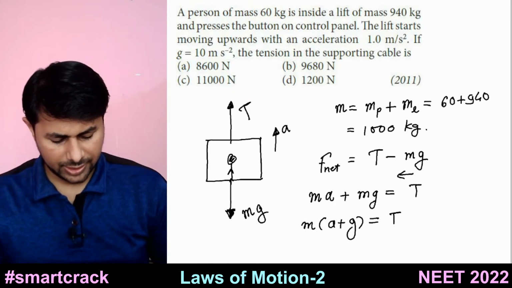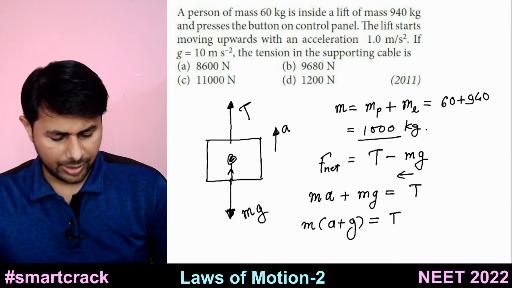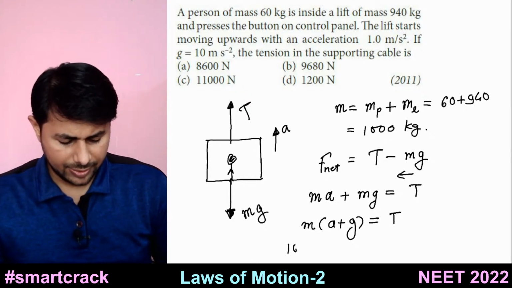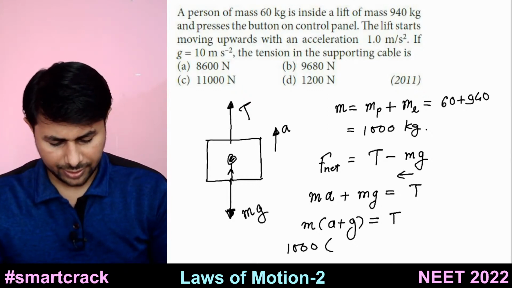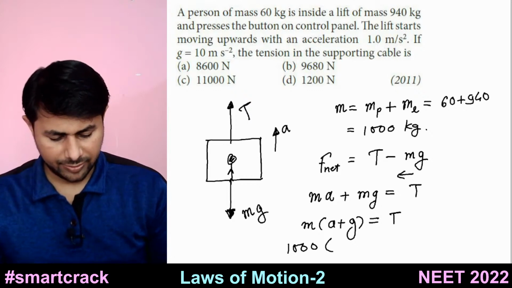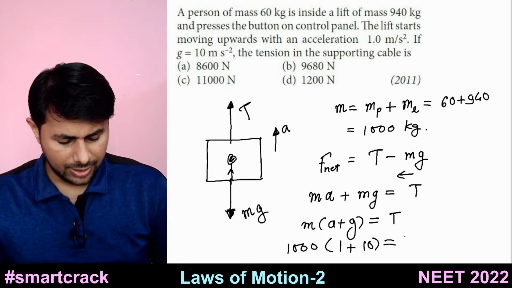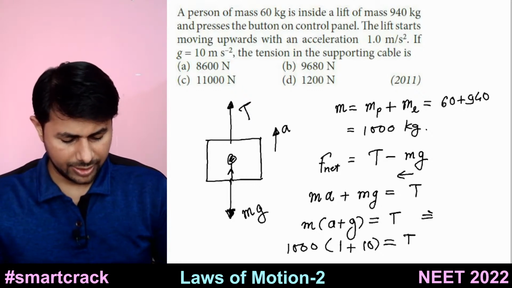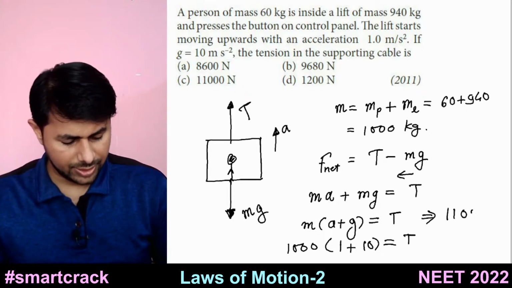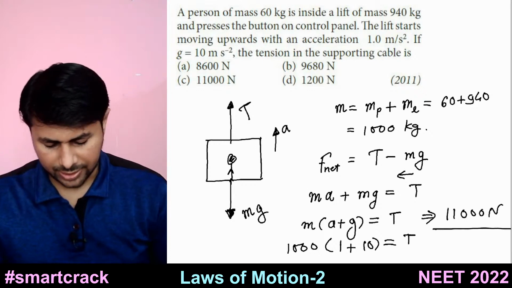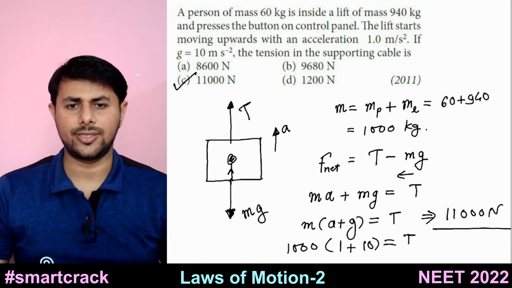Okay, what is mass? As we have found it out, 1000 kgs. What is acceleration? It's 1 meter per second squared. Okay, so 1 plus 10 is 11. 11 times 1000 is 11,000. So 11,000 newtons should be the answer. So it is option C.